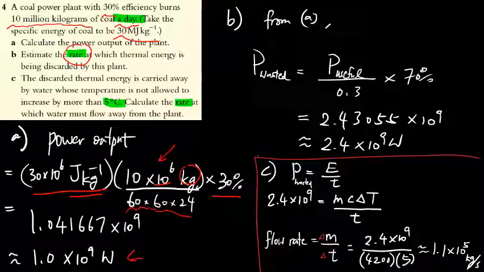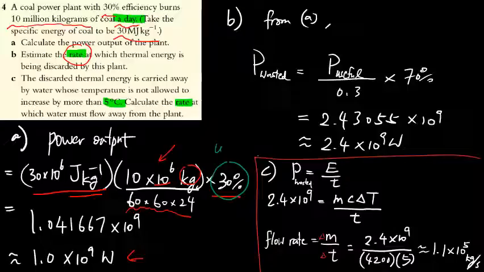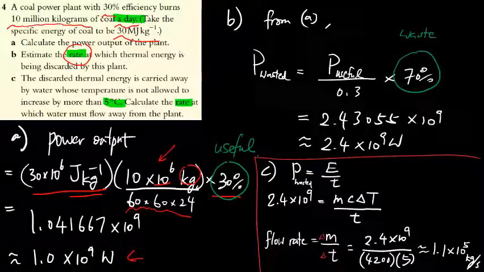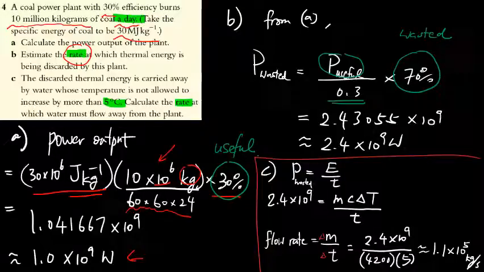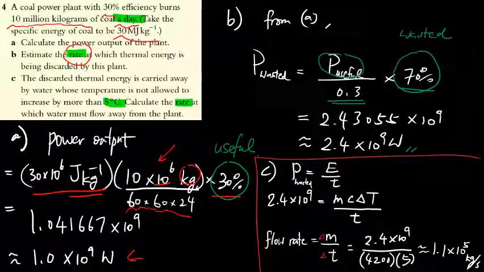For part B, it estimates the rate at which thermal energy is being discarded by this plant. So in that case, one thing that you need to know is 30% is the useful power output, right? And therefore 70% is the wasted energy. So what you do is you simply use the useful one, which I found in part A, divided by 0.3, which gives you the original power, and then you times 0.7, then you should be able to find the answer, which is the wasted power.